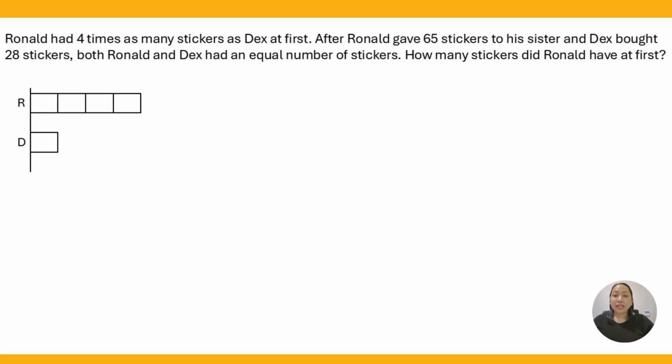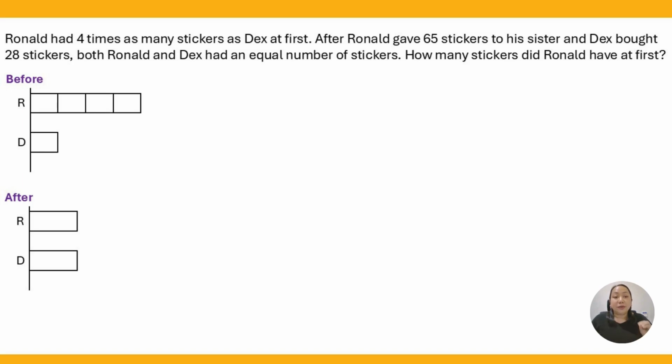Since Ronald had four times as many stickers as Dex at first, we will represent Ronald's stickers using four equal units and Dex's stickers using one unit. After Ronald gave 65 stickers to his sister and Dex bought 28 stickers, both had an equal number of stickers. So clearly, there is a change that occurred in this word problem. So we need to use the before and after model.